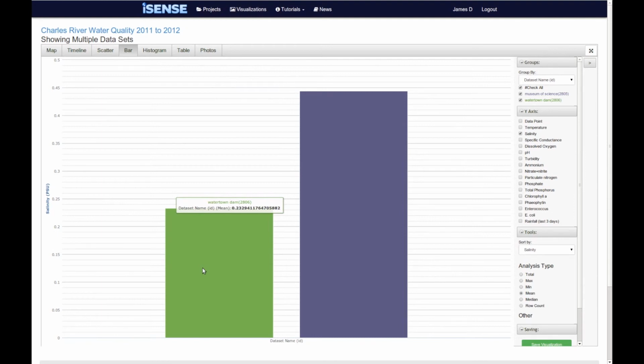So based on the map, the timeline, and the bar chart, we can show that one location did have a higher salinity than the other.